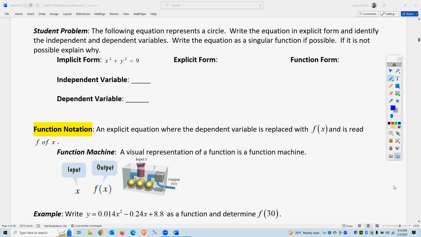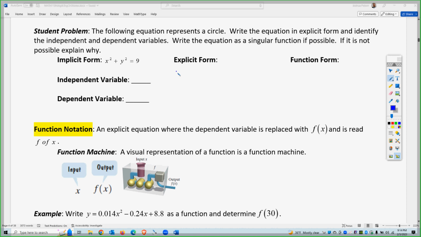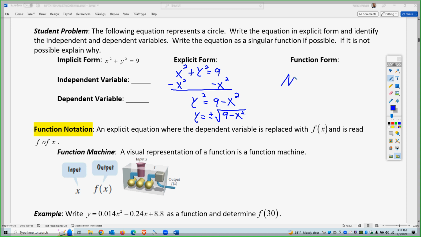All right, so we're going to solve this one for y. So x squared plus y squared equals 9. So minus x squared, so y squared equals 9 minus x squared. So if I square root, I get plus or minus the square root of 9 minus x squared. Okay, well that means it's not a function, it's just a relation. So this is not possible. Okay, so the independent variable is x and the dependent variable is y. You just happen to get two y's for every x that you plug in, unfortunately.